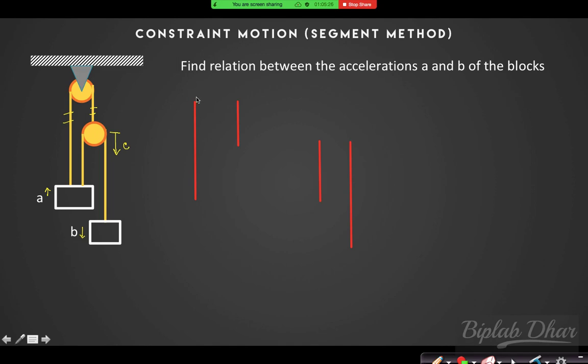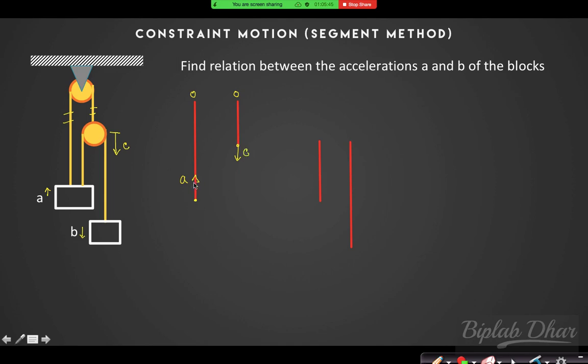Now let us come to the first string and its two segments. What will be the acceleration of the topmost point? Zero. What about the lowest point? A. Upward or downward? A is upward and C is downward. Can I write a constraint equation for this string only?